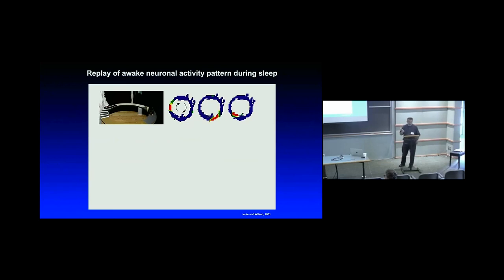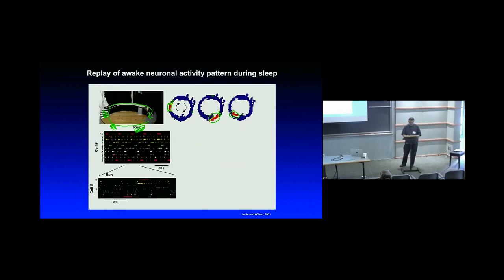So what's next? We are interested in this phenomenon. When you put the animal onto some kind of space or chamber and let them run, you can record from the hippocampus and find place cells. Place cells are hippocampal neurons which fire at a particular location in space. If you use a circular environment and let the animal go around, you can find a cell which fires around here, another cell which fires around here, and another cell which fires around here. So these are place cells.